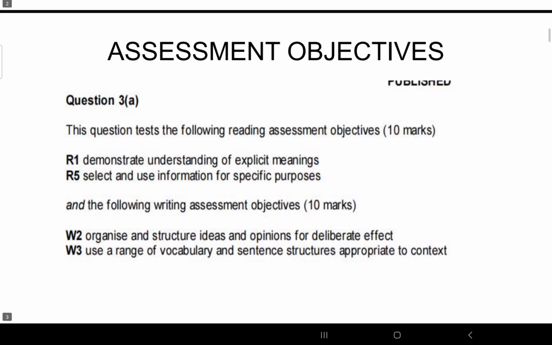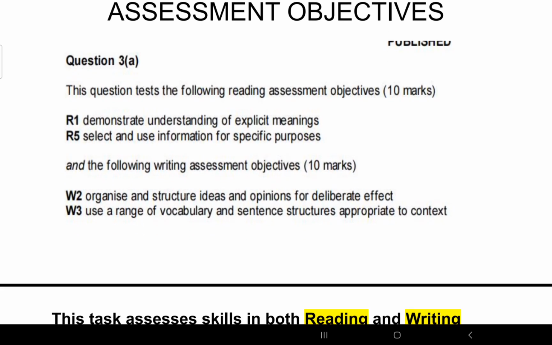Now, what kind of summary do we have? So what are our assessment objectives when we are writing this summary task? As far as reading objectives are concerned, R1 is to demonstrate understanding of explicit meanings. While writing a summary, you must understand what the explicit ideas are and you should be able to take them out from the text. Second is to select those ideas and use information for specific purposes. Like you are selecting the information and then making a summary out of it.